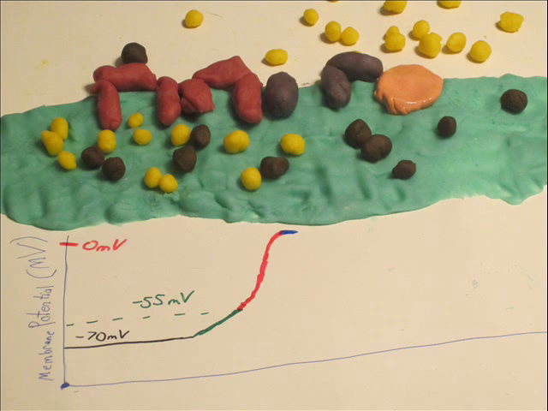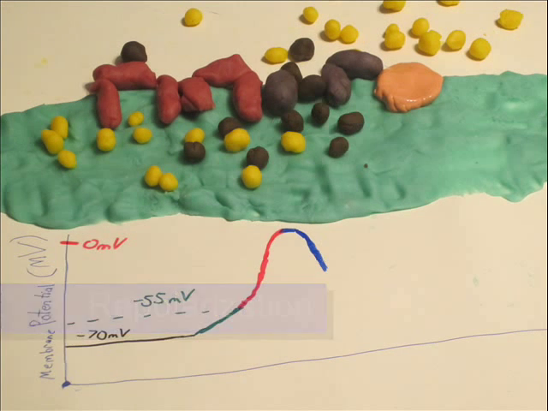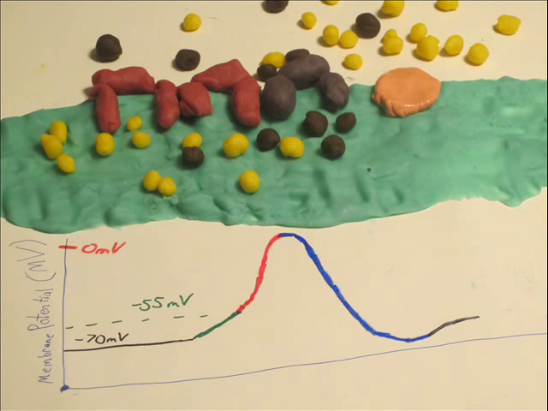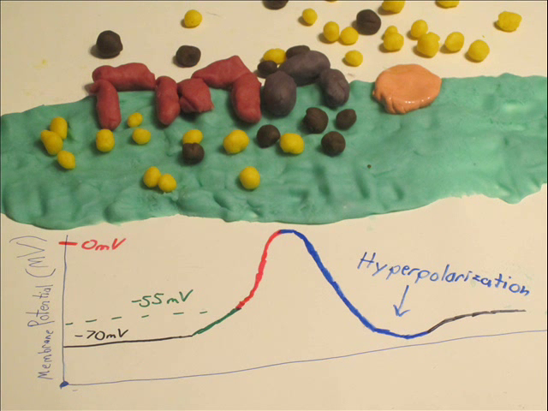Sodium moves down the concentration gradient into the cell until sodium gates inactivate. Then the potassium gate activates, and this allows positive charge to flow out of the cell, repolarizing the membrane. A dip below resting potential ensures a refractory period during which action potential cannot flow backwards.